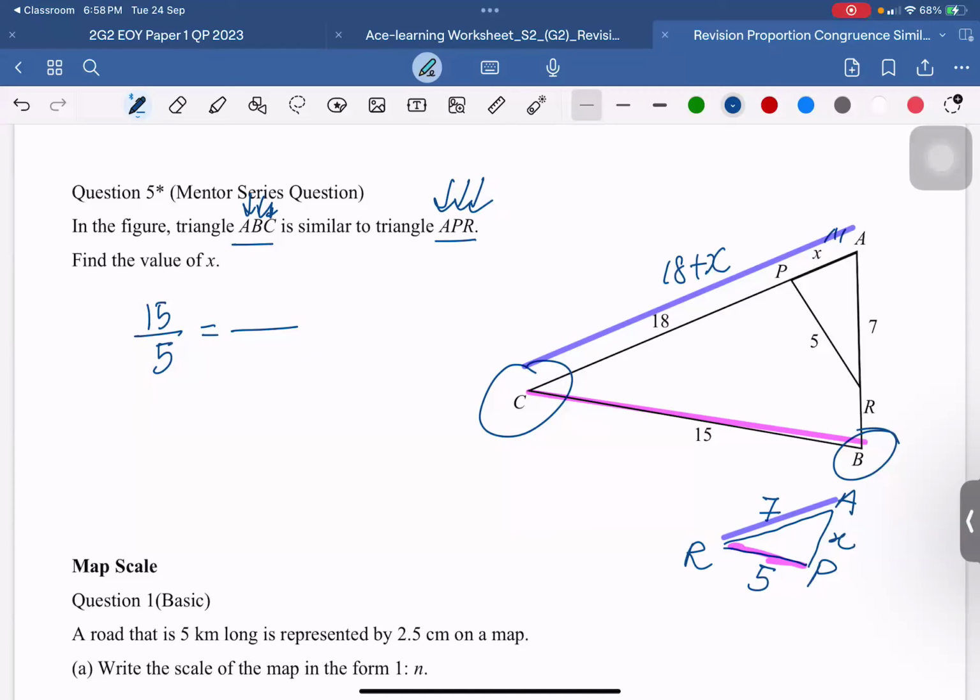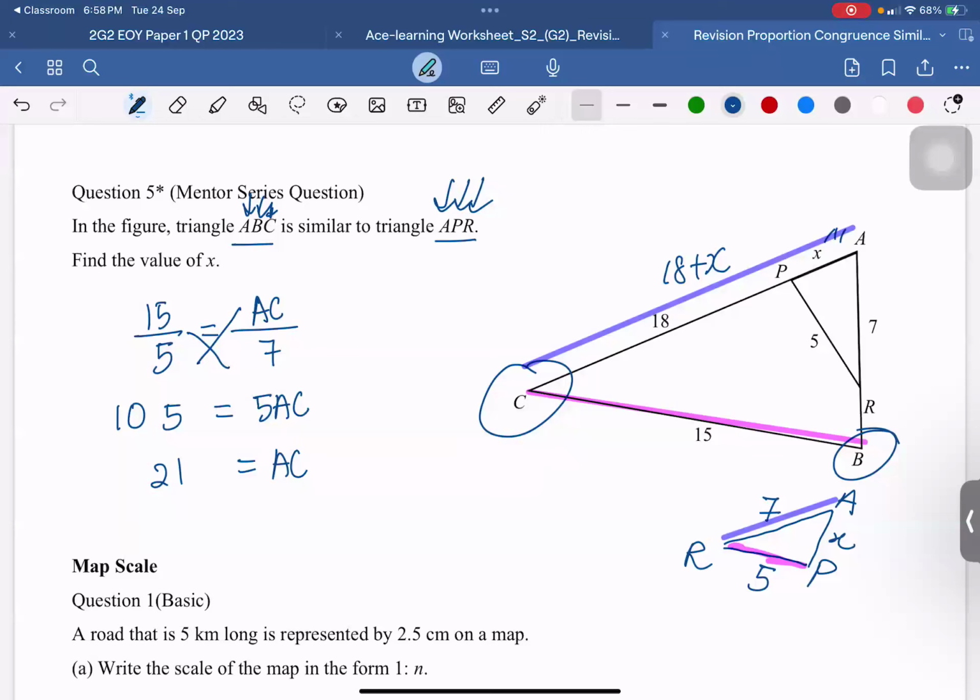Some of you want to find AC first, then later you minus 18, also can. In this case, I will just put AC. I don't like to do algebra, so I just put AC over 7. Then we cross multiply: 5 AC equals 15 times 7. Somebody help me. 105. Correct, 105. Now find AC, divide by 5. 21. Is it 21? Yes.